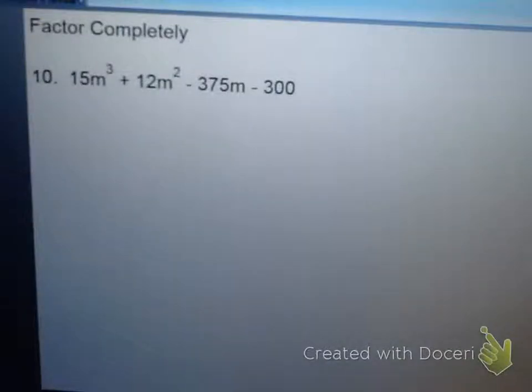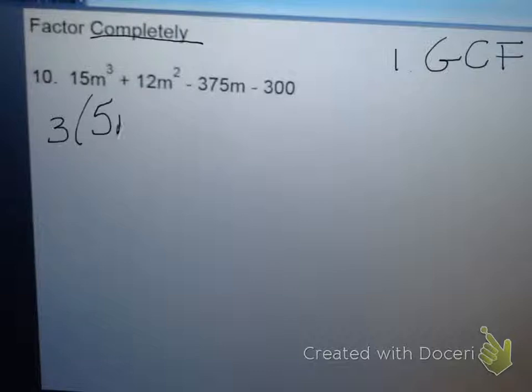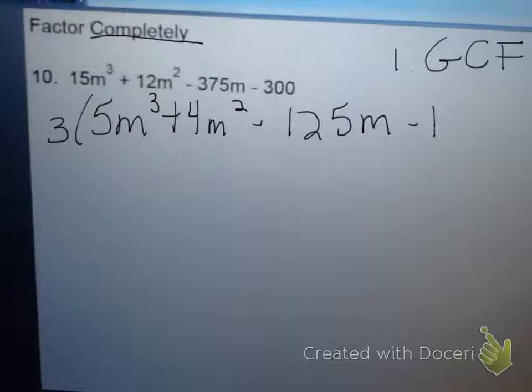Number 10, I'm going to factor completely. The hint that you're going to have to do multiple steps is the word completely. Always look to see, do you have a GCF? And I have a common factor of 3. So I get 5m to the third plus 4m squared minus 3 goes into 375, 125 times. And 3 goes into 300, 100 times.